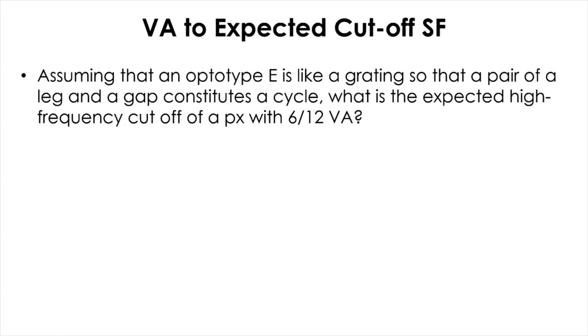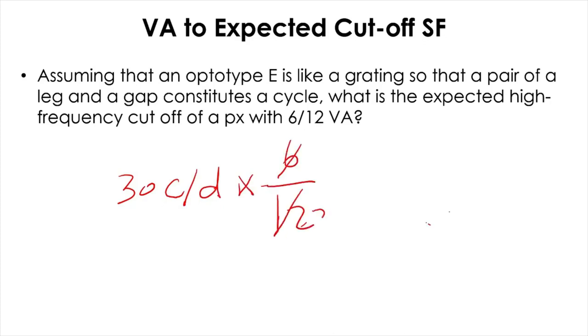So here is the question. What is the expected high spatial frequency cutoff of a patient with 6/12 visual acuity? Because we know that 6/6 vision is 30 cycles per degree, for 6/12 it's basically 15 cycles per degree. So that is the expected high spatial cutoff frequency for this patient. Easy, eh?